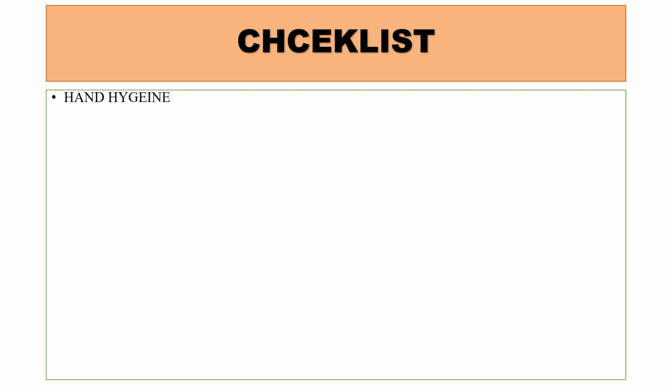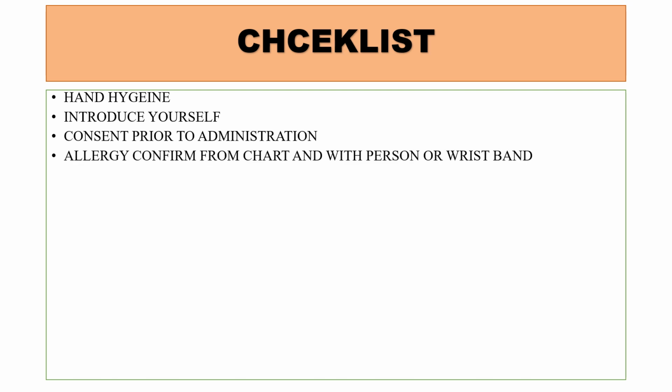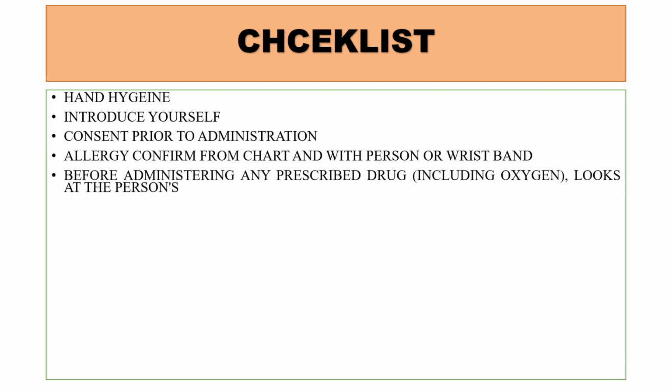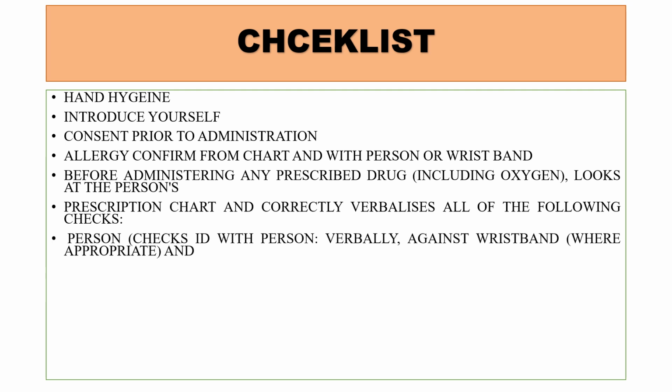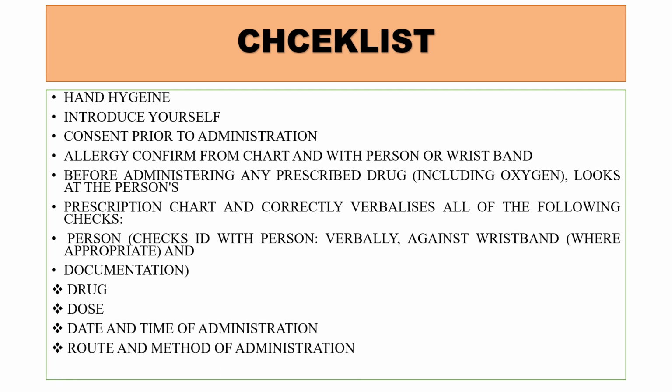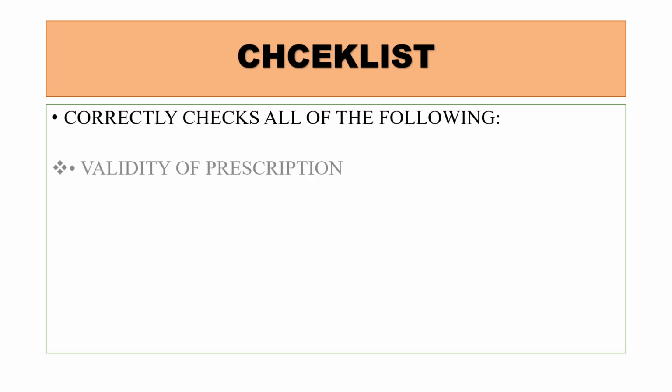Documentation. Now the checklist, what we have to do, I will tell you in short. We have to do hand hygiene, introduction of yourself, consent prior to the administration of medication, and allergy we have to check with the ID band, with our form and with the person. Before administering any prescribed medication we have to check the prescription, whether the signature of the prescriber is present, okay. We have to do the documentation. Drug, dose we have to check, date and time of administration, route and method of administration, diluent if any has to be used, and correctly check all of the following.